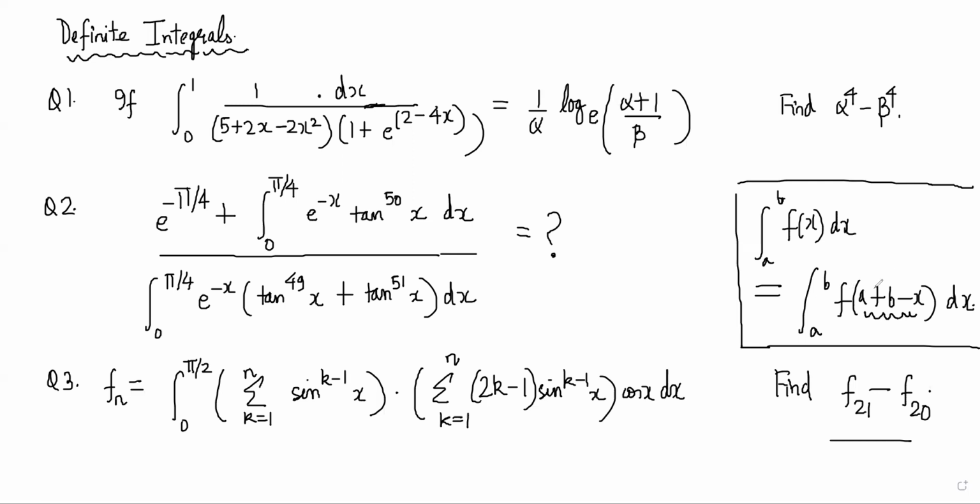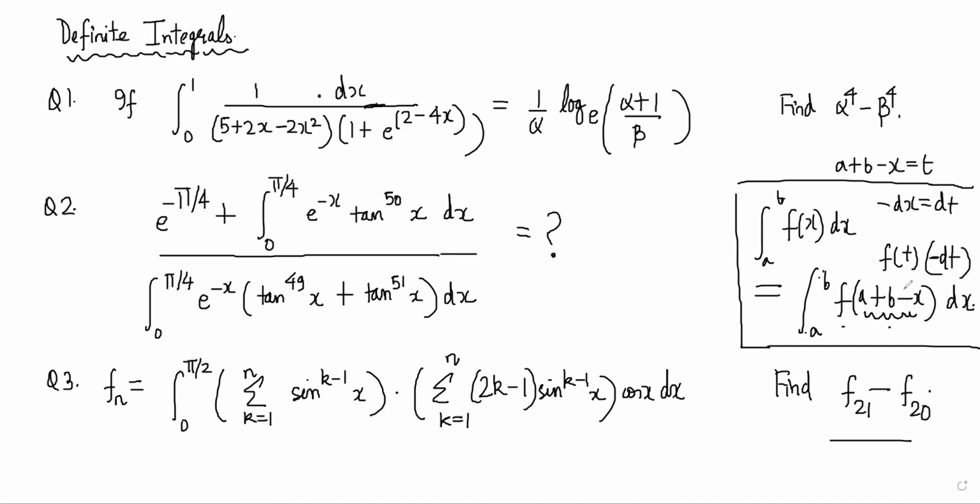You have to prove it also. You need to know how to prove this. You can say a plus b minus x is t in the second integral. So what will happen? Minus dx is dt, right? This will become f of t and dx will become minus dt. So it is becoming f of t minus dt. And limits will also change because this was limit with x, but now it is limit with t, right?